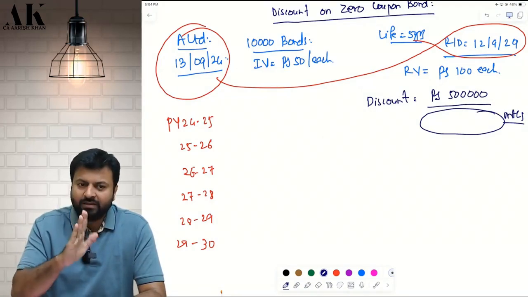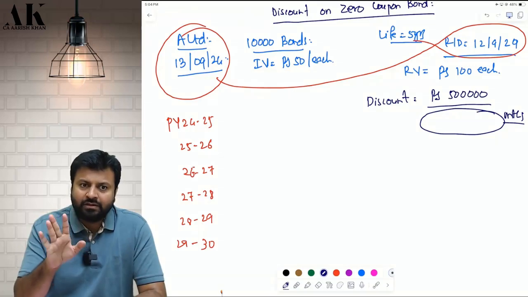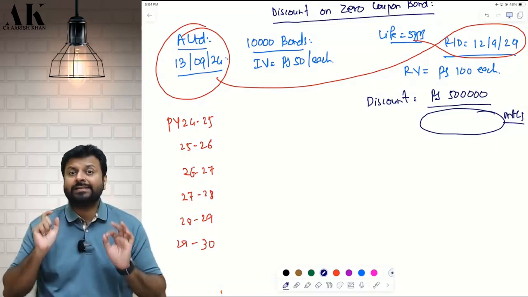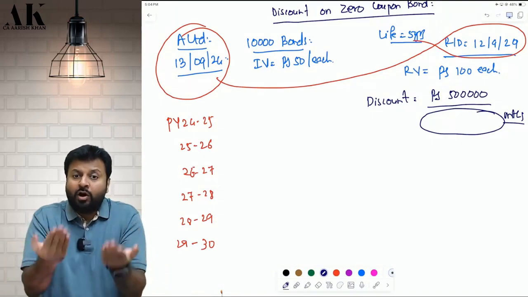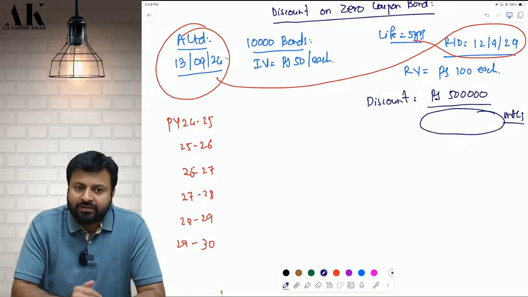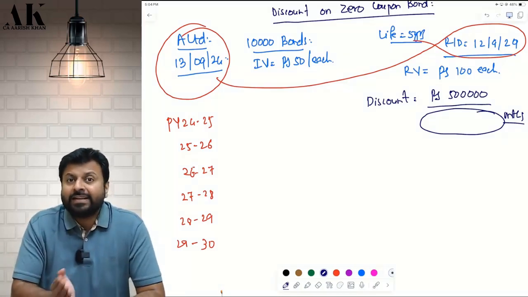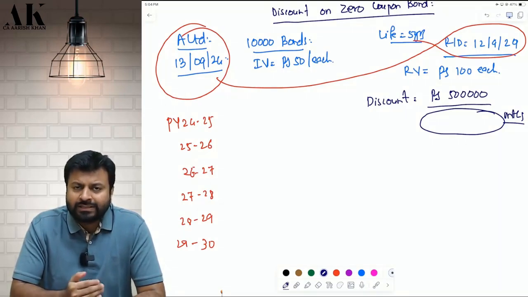Now listen carefully. Now while calculating the month, the law says one more thing. Listen carefully. That in a particular month, this is the most important point. In a particular month, if you have issued the bonds for 15 days or more, take it as a complete month. Okay. So by that logic, we have issued the bond on 13th September. Okay. So in September, have we issued the bond for 15 days and more?